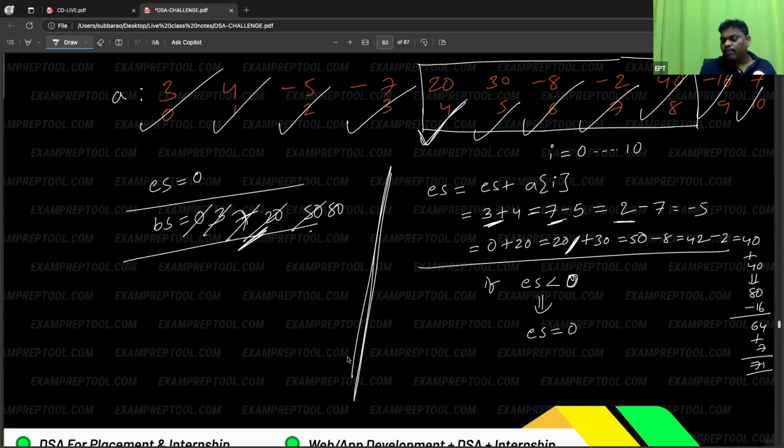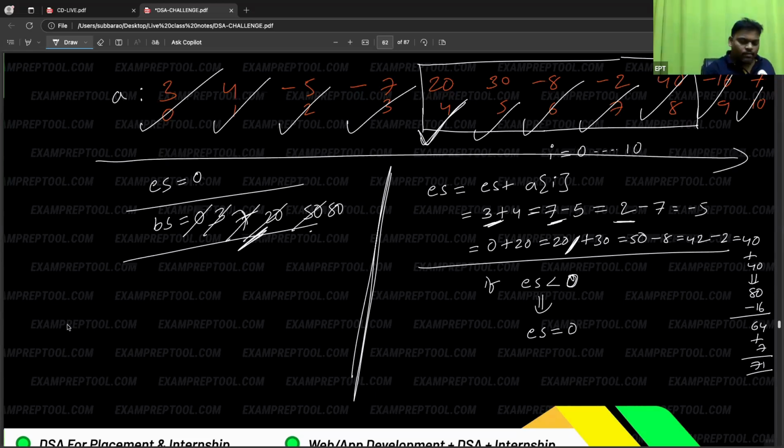Best sum will update whenever a better person will be there. Whenever a better person is there, then best sum will be updated. Otherwise, it doesn't update. More than this, what is one scan, order of n. One scan, one while loop maybe. More than that, nothing there. Two variables, ES and BS.